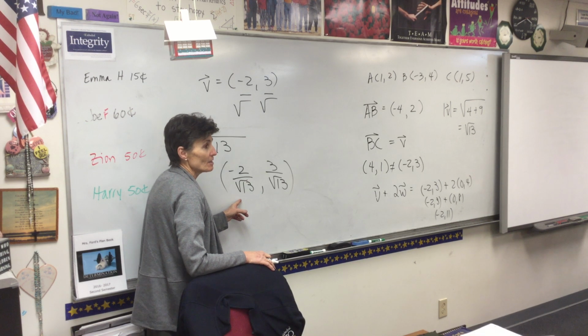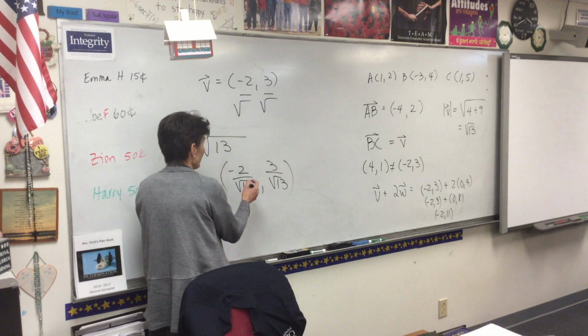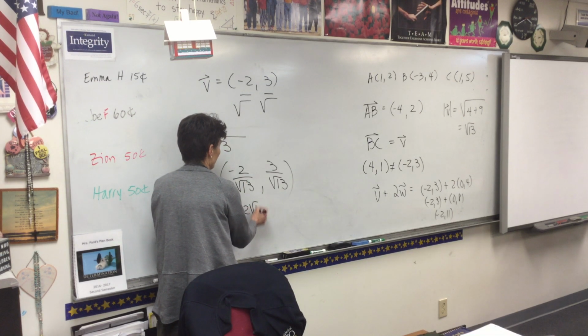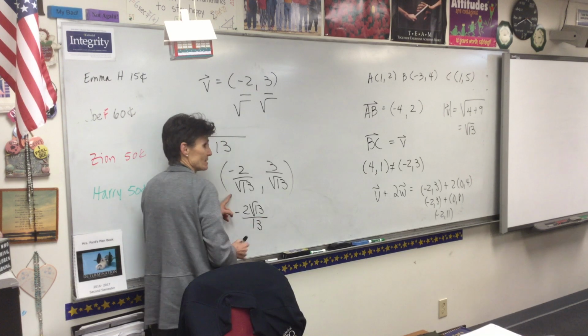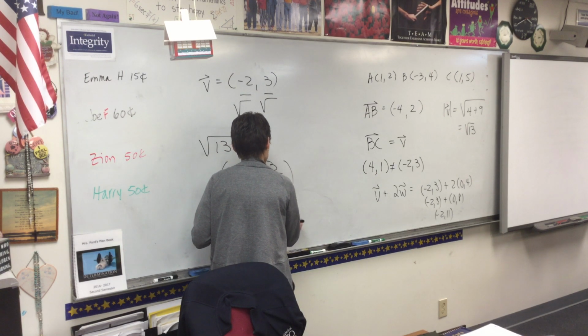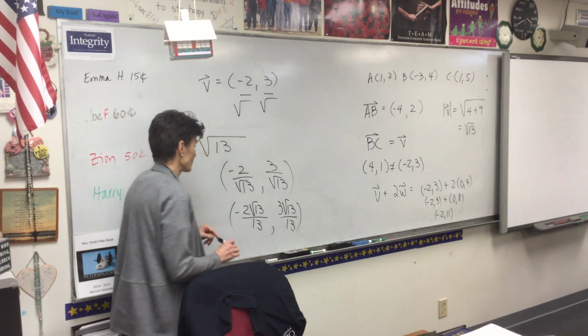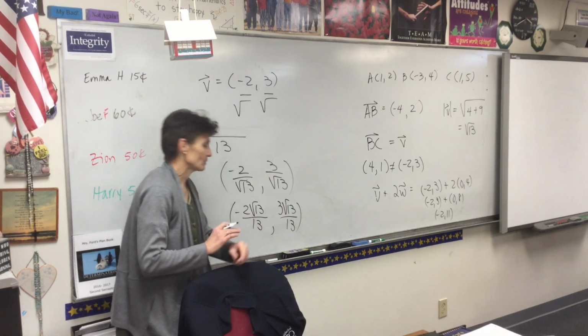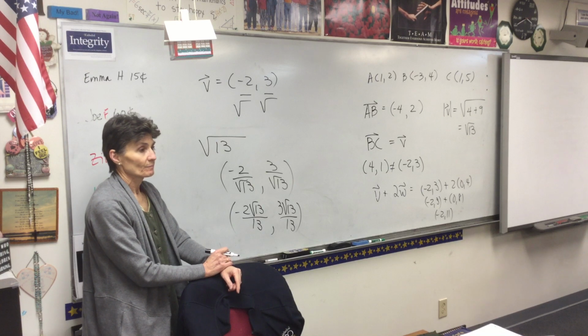We fixed it. So, Zion, we multiply top and bottom by root 13, so it puts the root 13 in the top and makes the bottom a plain 13. So 3 root 13 over 13 is the y, and negative 2 root 13 over 13 has to be x.